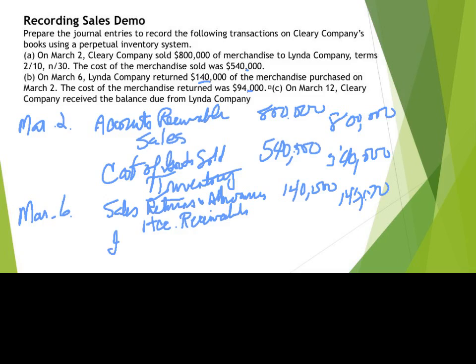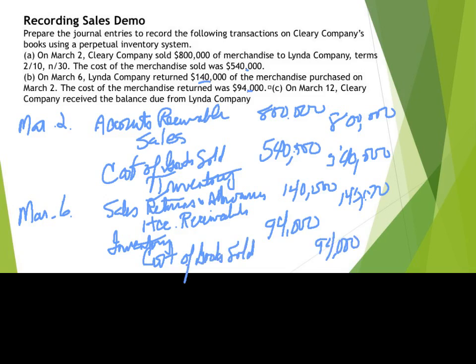Now I put it back into inventory at its cost. So I debit inventory 94,000, and I credit the cost of goods sold. I reduce the expense because it was returned to me, and I credit that 94,000. And lastly then, the cost of merchandise returned was 94,000. On March 12th, Cleary received the balance due from Linda Company.